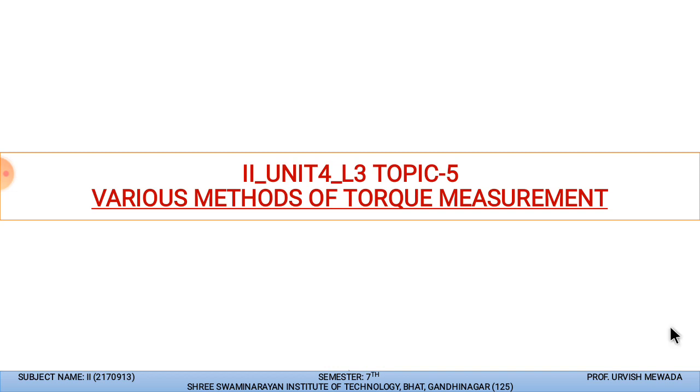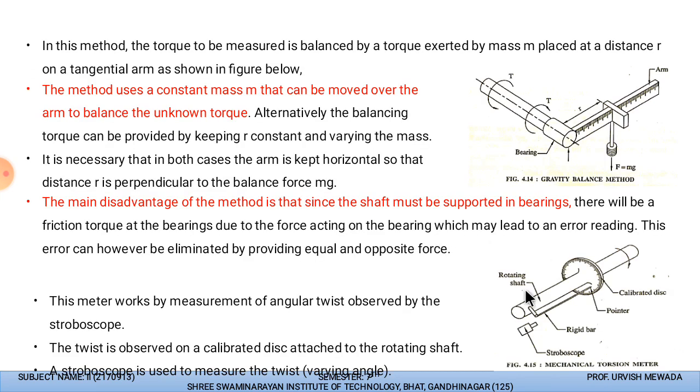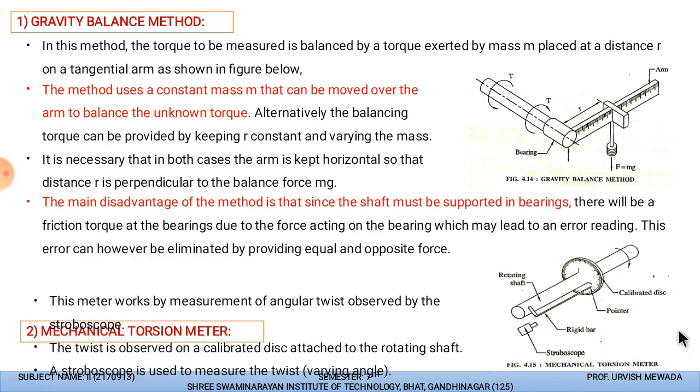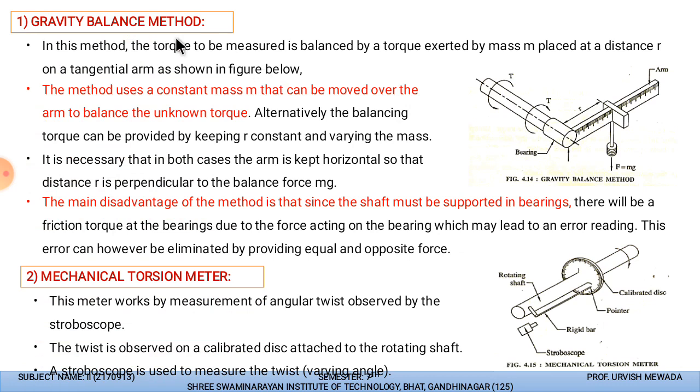So students, this is lecture number 3 of unit number 4, and today we are going to discuss topic number 5, that is various methods of torque measurement. So let us discuss how we can measure the torque of any rotating instrument. Let us start with the first method, that is the gravity balance method.